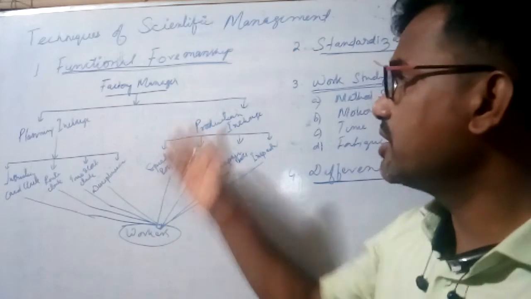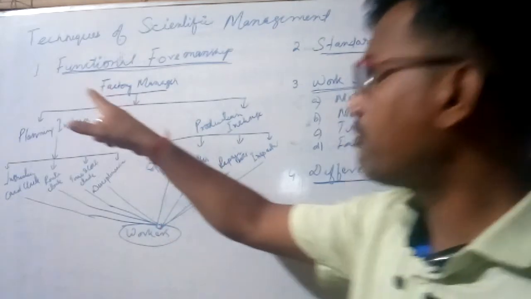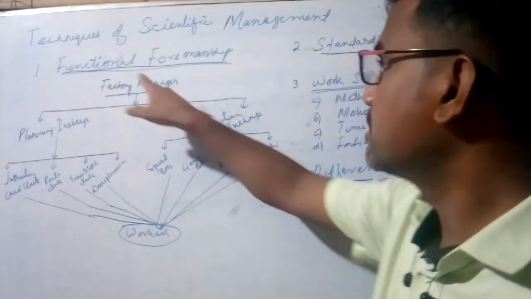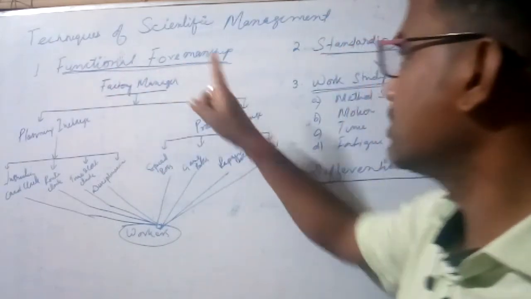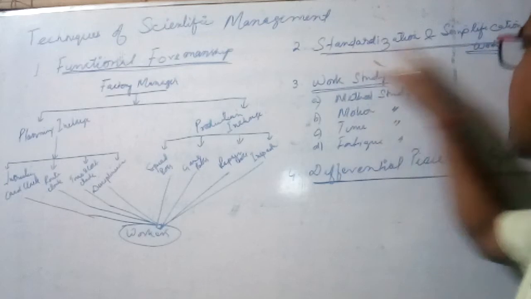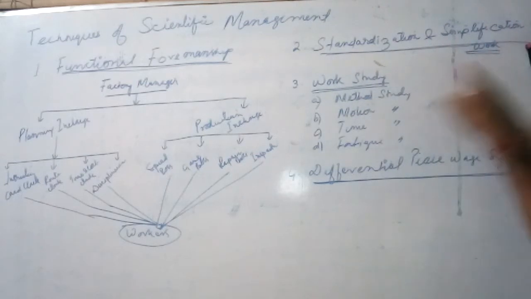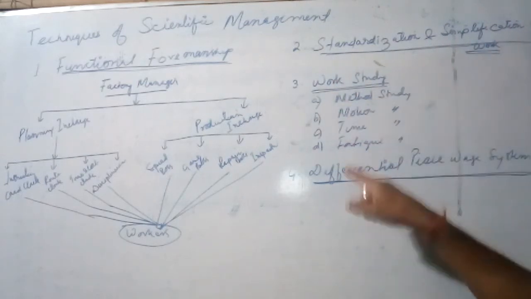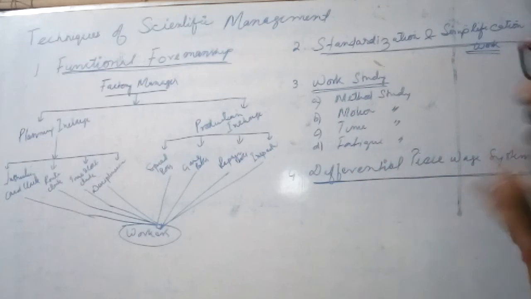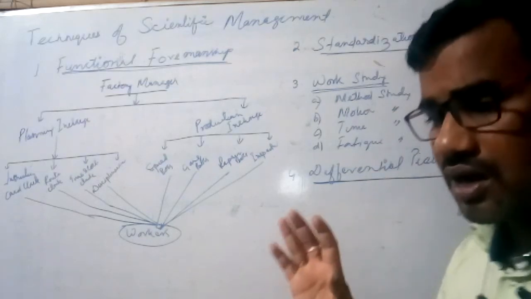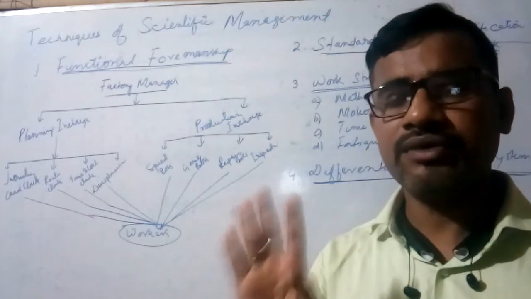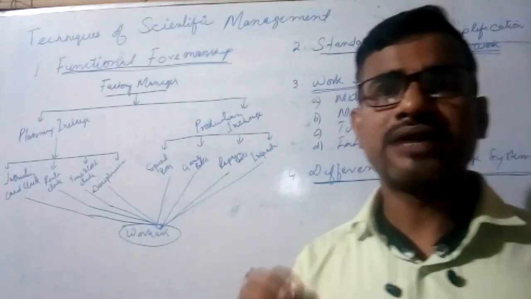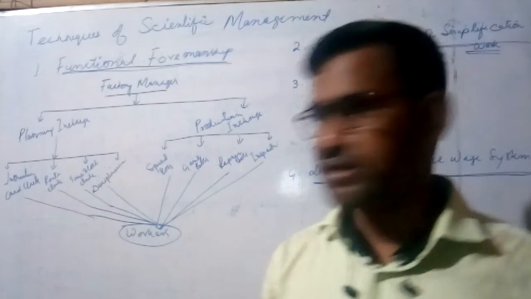As you can see on the board, first of all I am showing you the double underline marks. Functional foremanship is first, second is standardization and simplification of work, third is work study, and fourth is the differential piece wage system. These are the four techniques by which you can bring scientificness into our management.